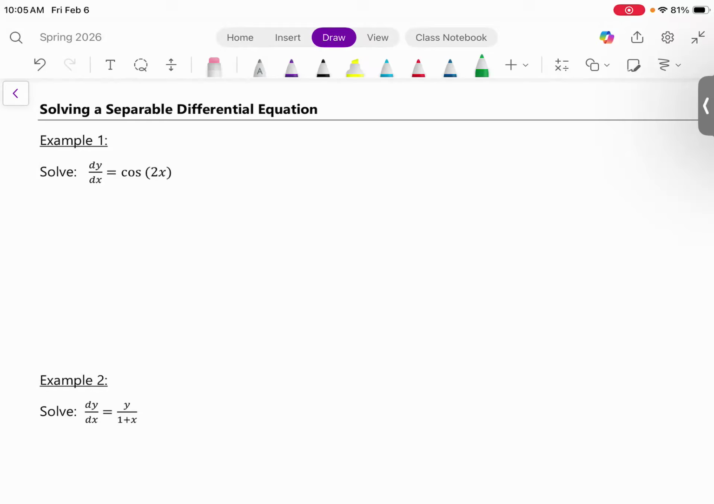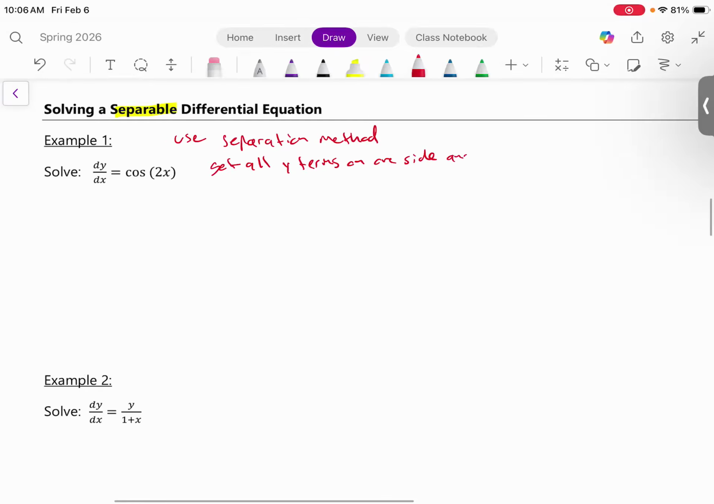We have dy over dx equals cosine of 2x. So how would we solve this using the separation method? Here I'm going to use the separation method. I want to get all my y terms on one side and all x terms on the other. I'm trying to separate.